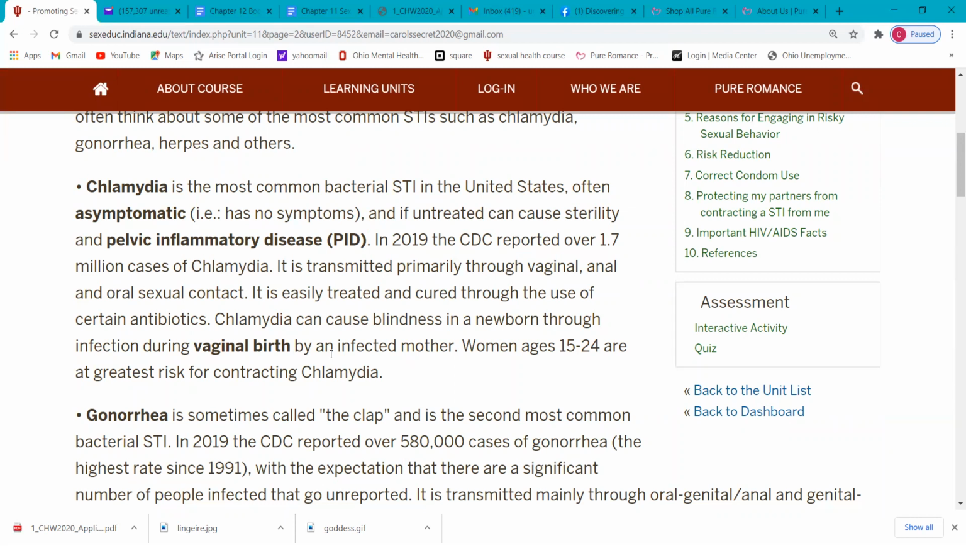It is transmitted primarily through vaginal, anal, and oral sex contact. It is easily treated and cured through the use of certain antibiotics. Now, chlamydia can cause blindness in a newborn through infection during vaginal birth by an infected mother. And women ages 15 to 24 are at greater risk for contracting chlamydia.